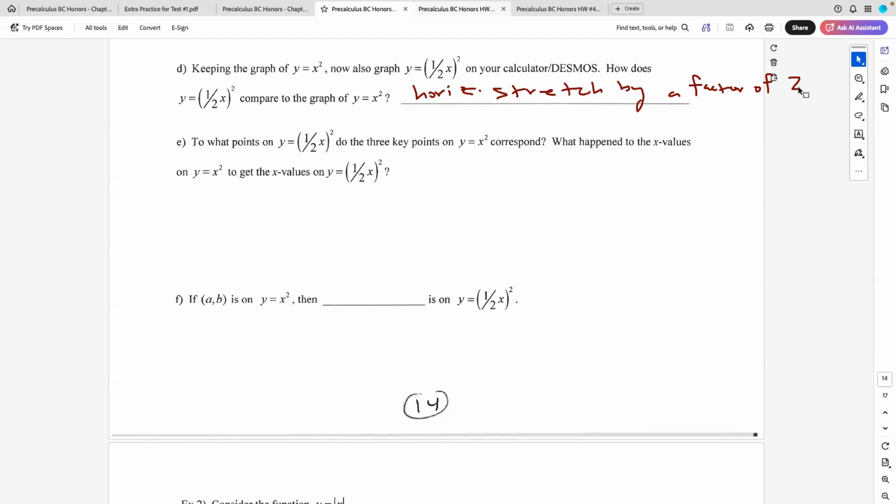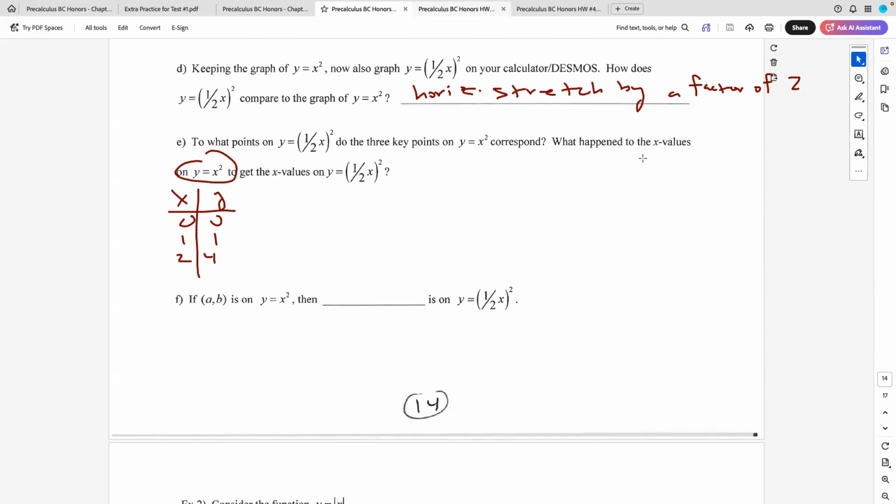But let me finish writing this. Because it's happening inside the parentheses, I want to be consistent here. We'll say it's impacting x directly. So it actually stretches, does the opposite. Because if you look at the parent function, the parent function is (0, 0), (1, 1), (2, 4), right? That's the parent function.